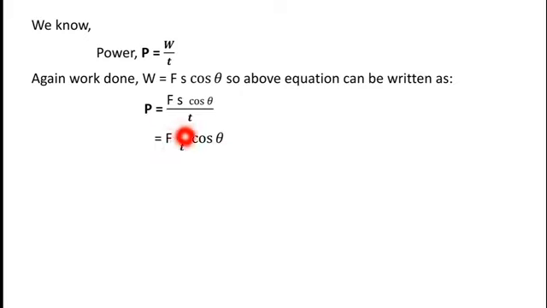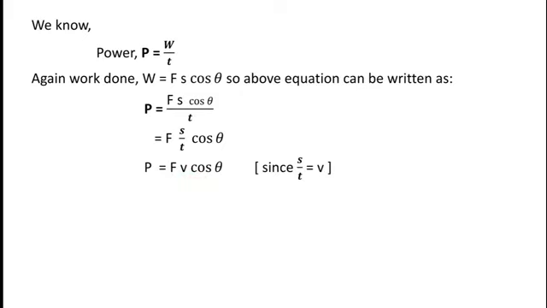Now you know S is displacement and T is time, and displacement divided by time is known as velocity. So in place of S by T we can write V, that is velocity. So what we get? Capital P equals capital F into V into cos theta. Why? Because we know displacement by time is equal to velocity. So this is the expression for power which relates force and velocity.